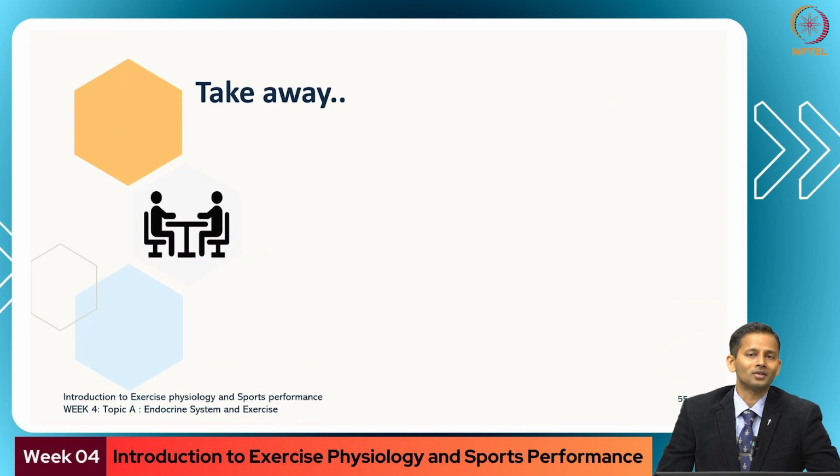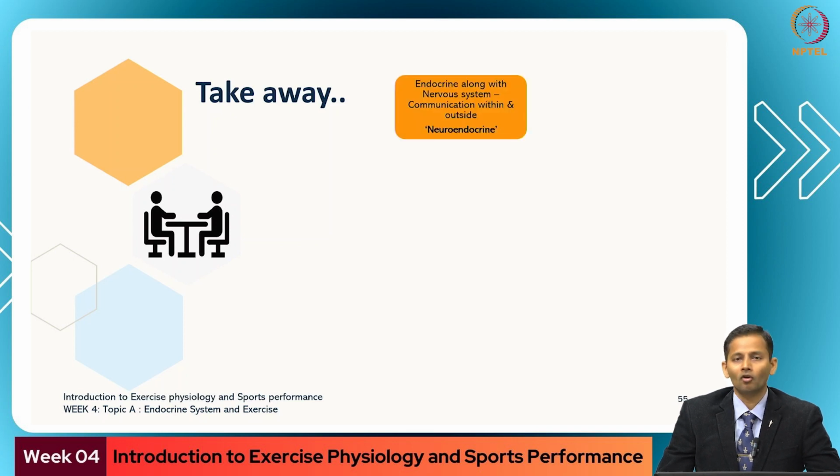So from the discussion of this module on endocrine system and exercise, the key takeaways that you need to consider is that the endocrine system along with the nervous system, collectively called the neuroendocrine system, is the main communication system. Both the nervous system and the endocrine system act as a communication as well as an integration system between the internal inputs as well as the external stimulus.